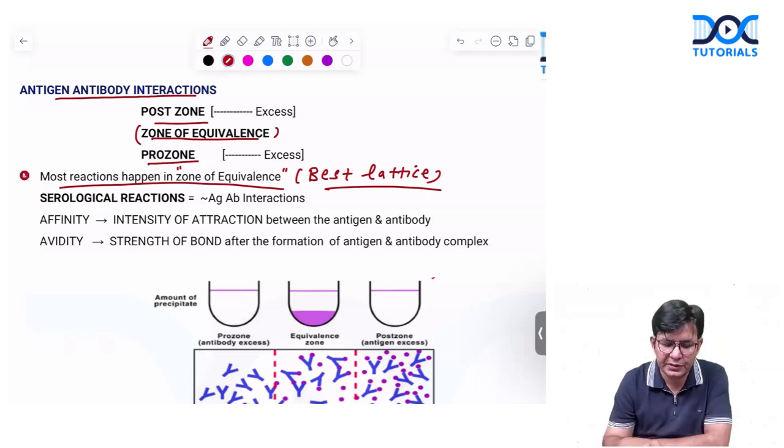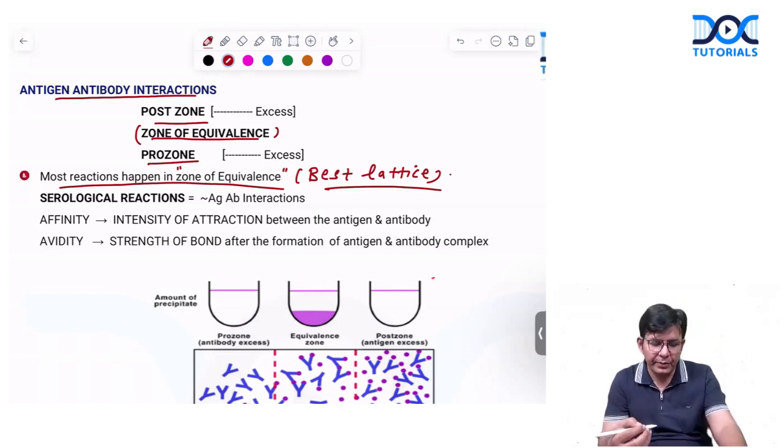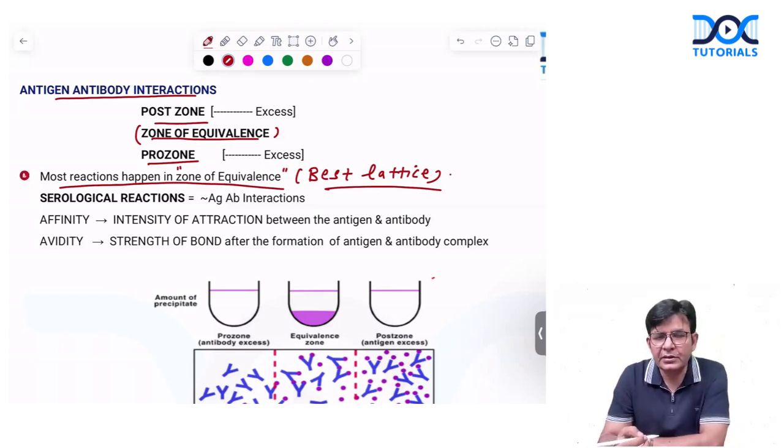The best lattice is produced in the zone of equivalence, and this happens when the antigen is equal to the antibody in concentration. Okay, when the antigen is equal to the antibody in concentration, then only this zone of equivalence happens, and that's why the best lattice forms, and thereby we are able to see a proper reaction because of that. Is it fine? So besides this, two other zones are also there. One is termed as post zone and one is termed as prozone.